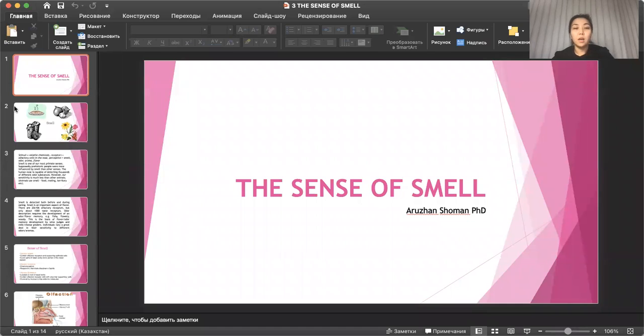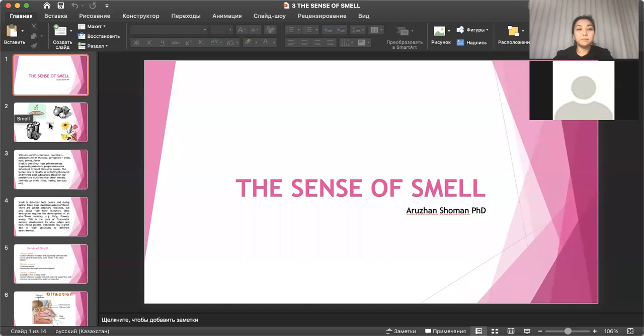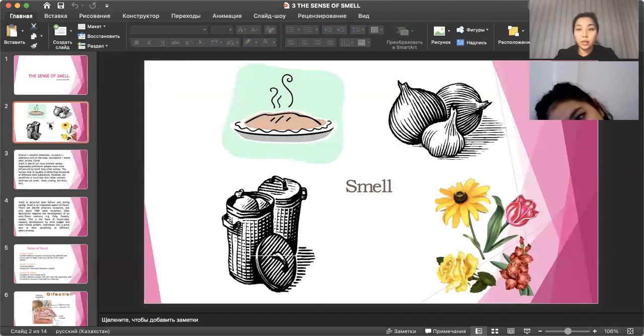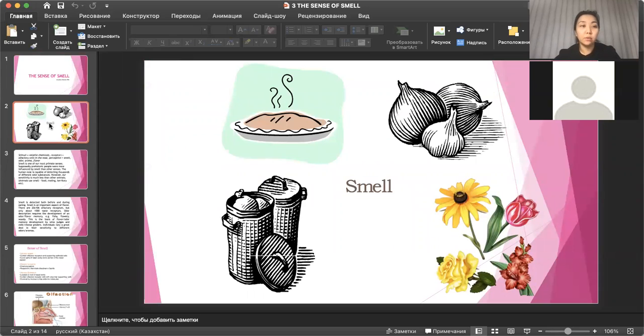The last lecture for today. Just a minute. So, the sense of smell. On this slide you can see how the smell looks.